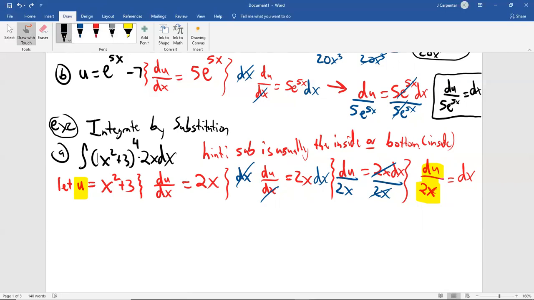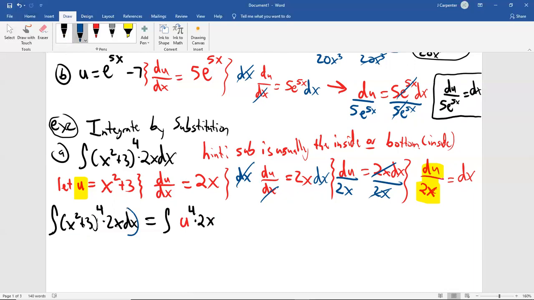So now our integral. I'll write this out. The integral of x squared plus 3 raised to the 4th times 2x, dx. This will become the integral of, instead of writing x squared plus 3, we write u. Again, this x squared plus 3 is u, so write it as a u. But it has a 4th power, so don't forget that. So the 4th is still there, times the 2x is still there, but I'm replacing the dx. The dx is really this, du over 2x. So times du over 2x.